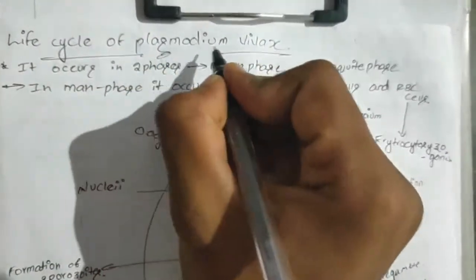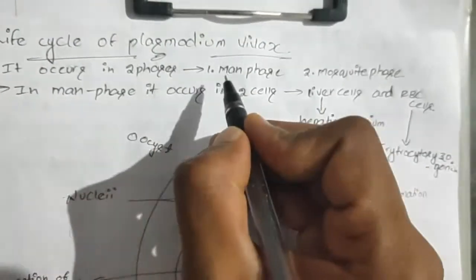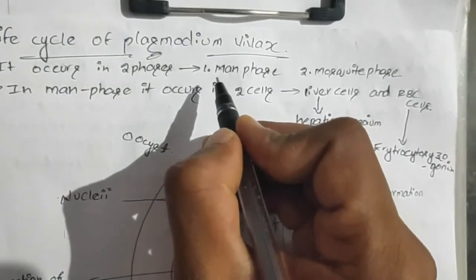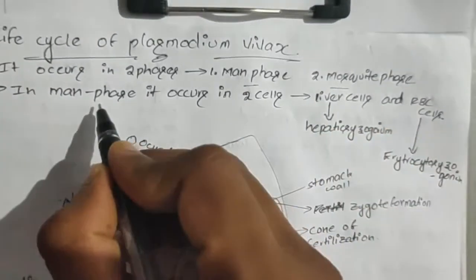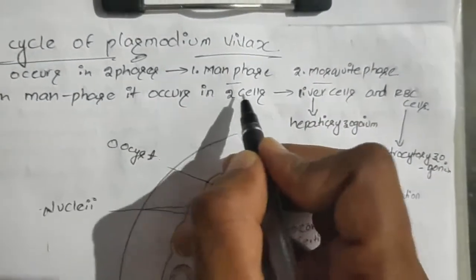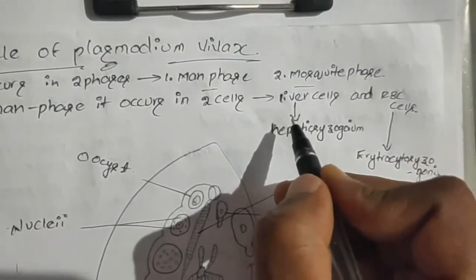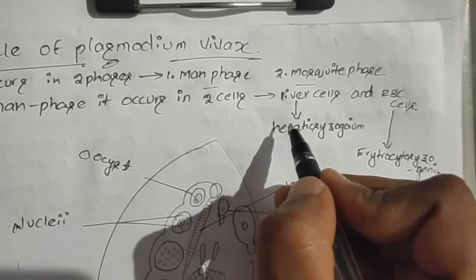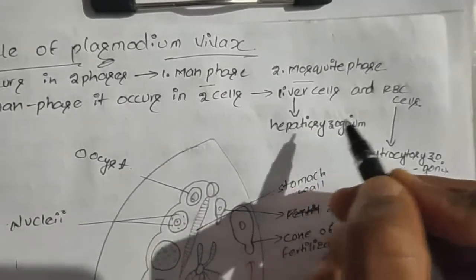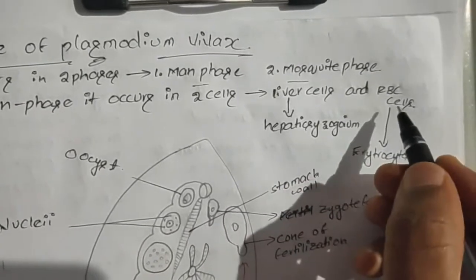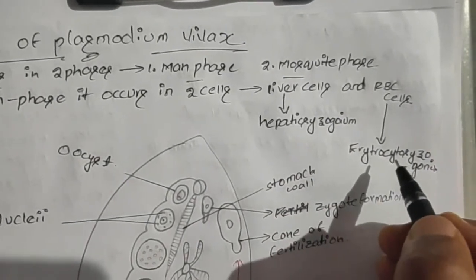Life cycle of Plasmodium vivax. Since Plasmodium vivax is a digenic animal, it requires two hosts to complete its life cycle. The primary host is man and the secondary host is the mosquito. In man, it occurs in two kinds of cells, liver cells and RBCs. Liver cells contain hepatic cells, and when Plasmodium vivax is present in the liver, this stage is known as the hepatocytogonium. When Plasmodium vivax is present in the RBCs, this stage is known as the erythrocytogonium.